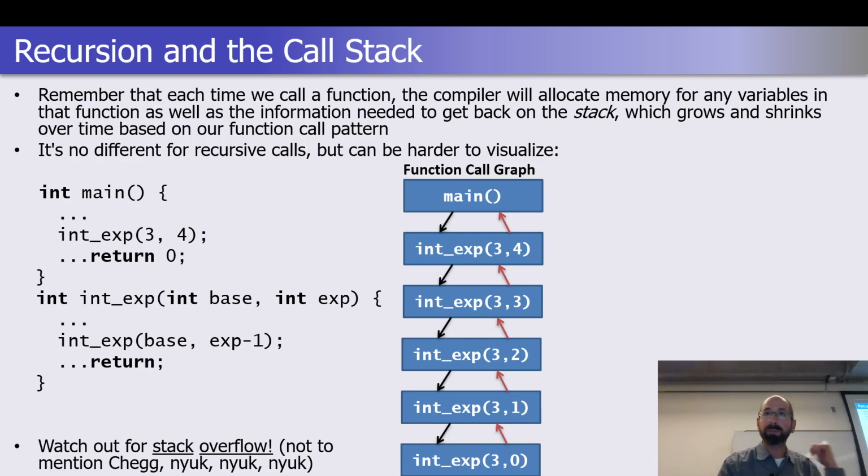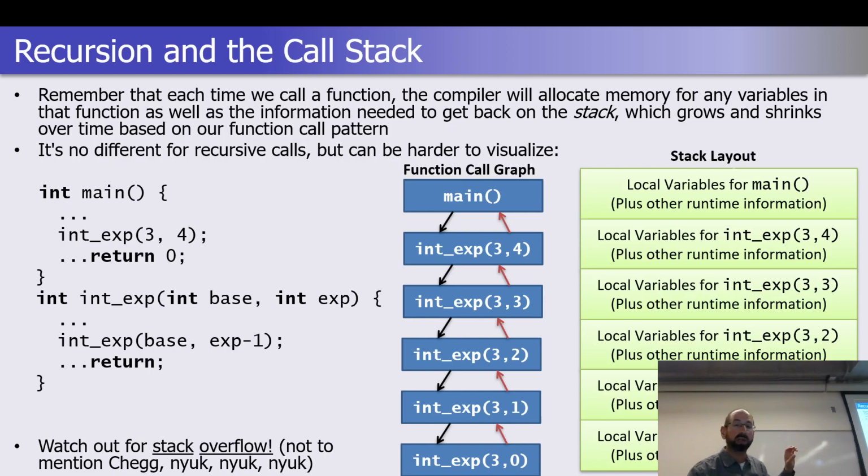So the example in the Replit was 3 to the 17th. Even if we just want to visualize 3 to the 4th power here, we get the corresponding function call graph and the corresponding stack layout that grows and shrinks over time. Function main calls my integer exponent function here. That's the black arrows we have in this diagram. 3 to the 4 calls 3 to the 3, etc., until we get to 3 to the 0. Finally, 3 to the 0 returns back to 3 to the 1, which returns back to 3 to the 2, etc., all the way back to our function main here.